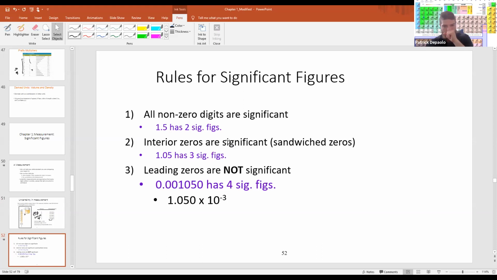So 1.5, for example, has 2 significant figures, 2 sig figs, because those numbers are measured. They are measured by somebody and they have a purpose. They hold a place value that is not 0.